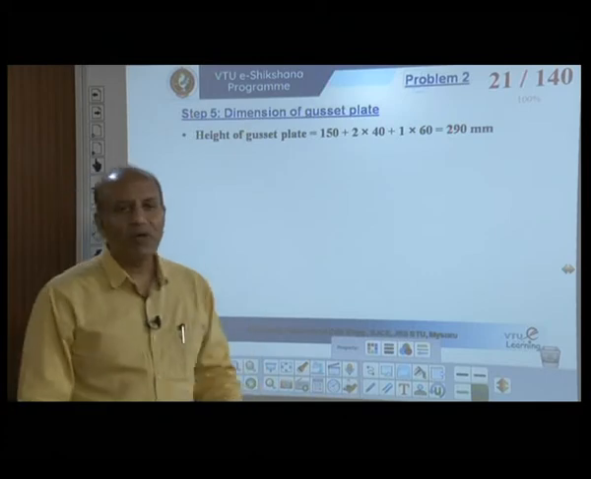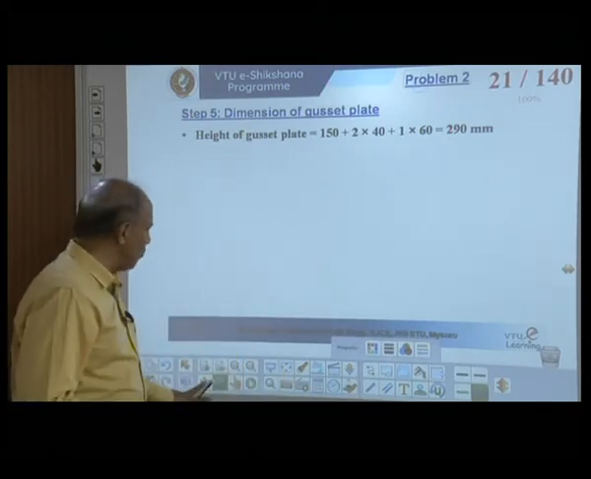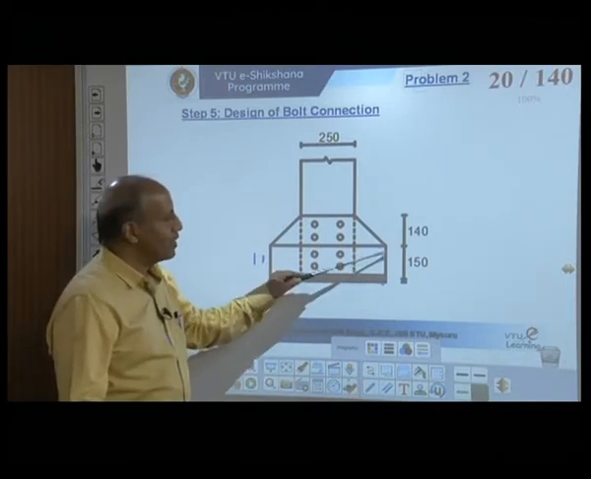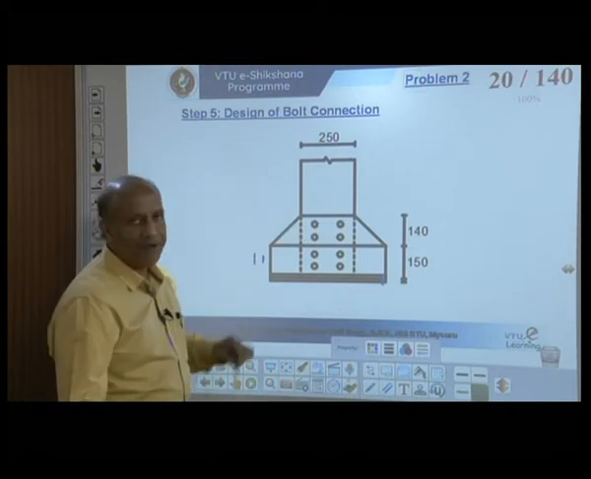Now we need to understand what should be the height of the gusset plate that we should have here. If you look at this, this height is 150, that is nothing but the angle. Now beyond this, what should be the height that we are trying to have here.